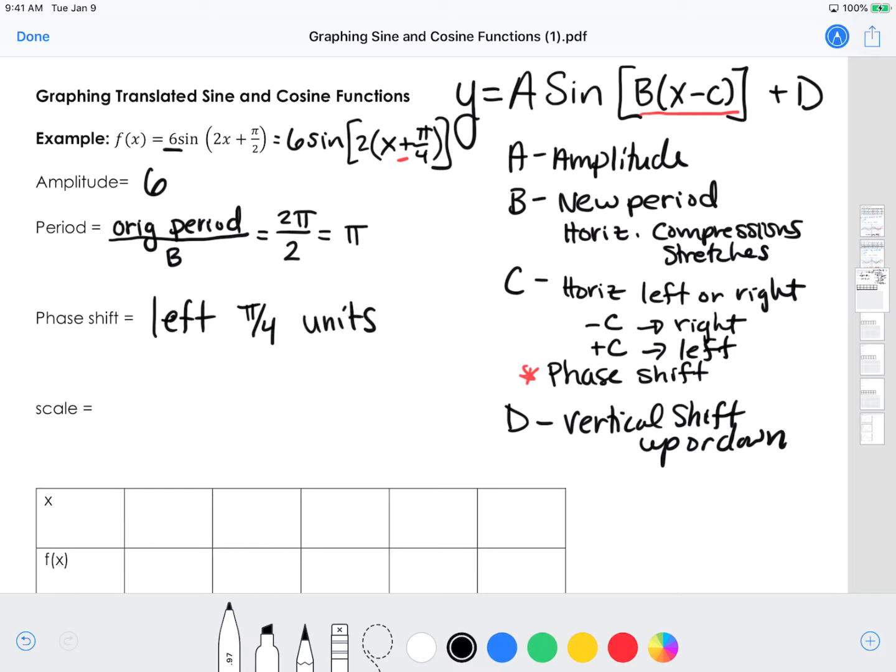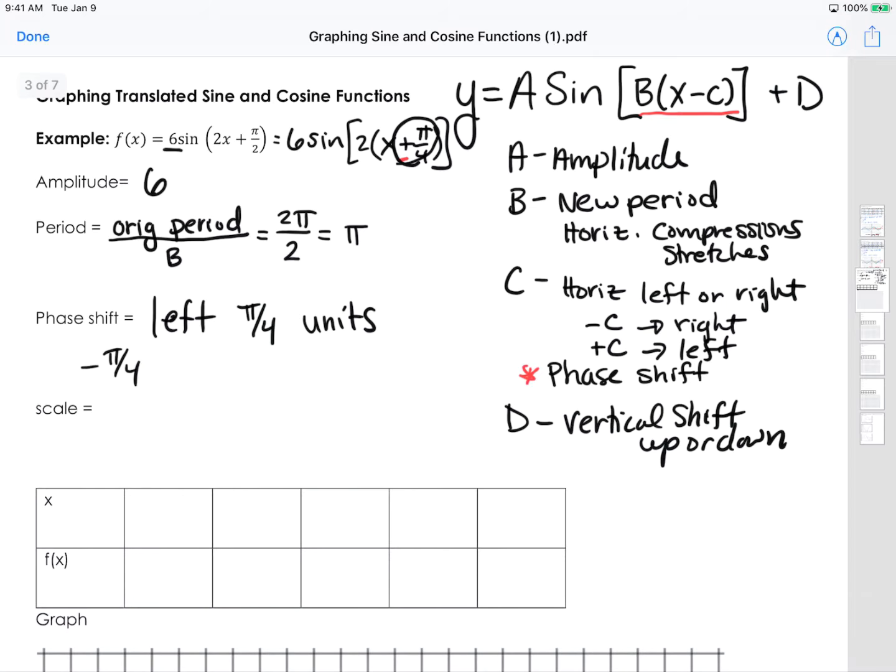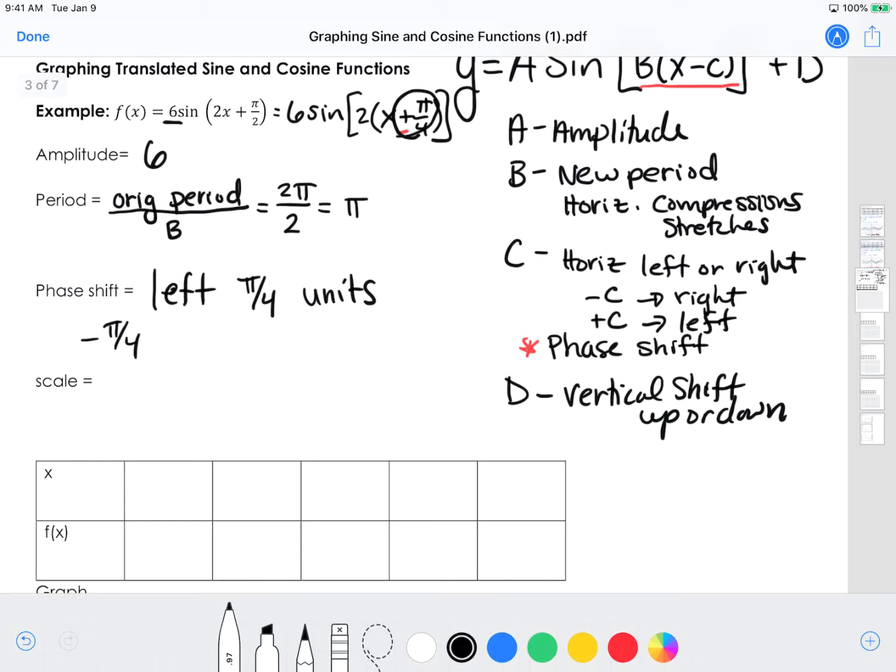And my phase shift is negative pi over 4, because we use the opposite of what's inside here. Now, to figure out the scale, how are we going to scale this when we graph it?